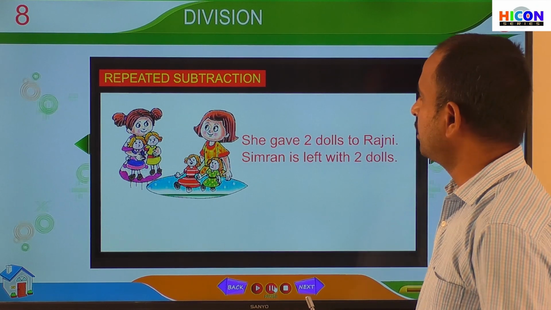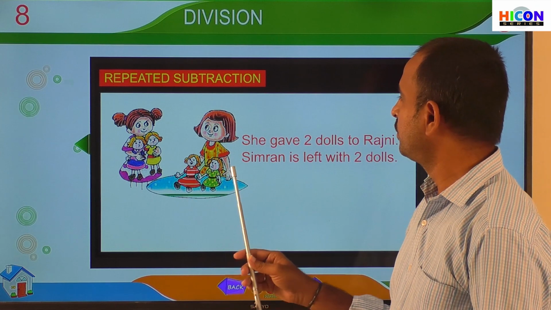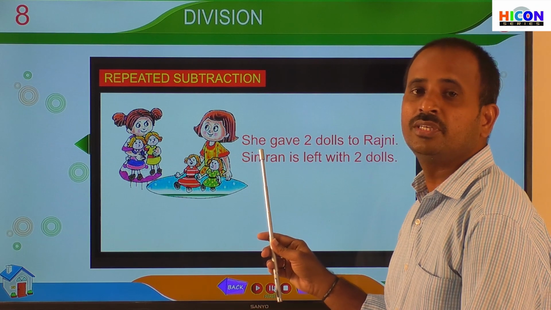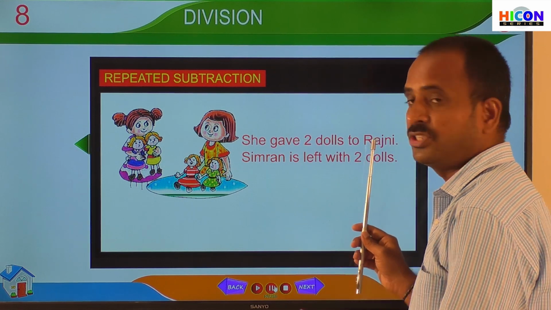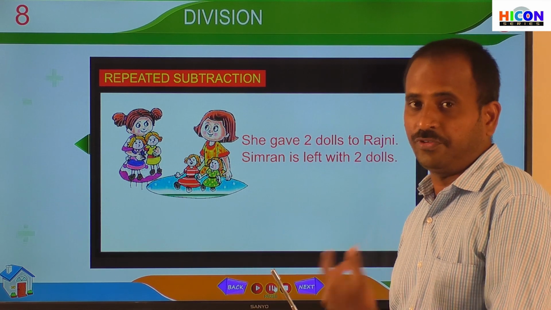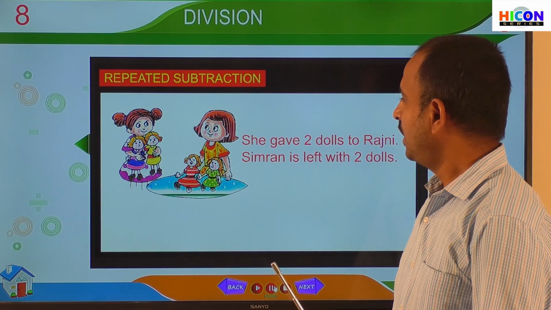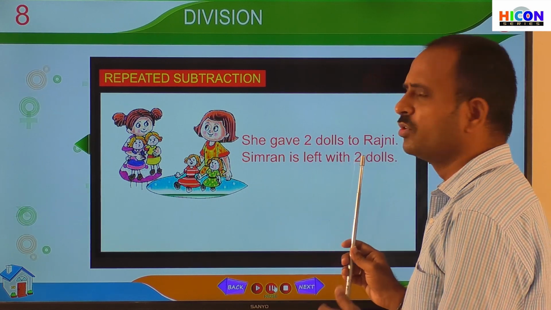So children, look at the picture. What are you observing here? Who is she? See here, Simran. Simran gave 2 dolls to Rajni. She has another friend called Rajni. And Simran is left with 2 dolls.